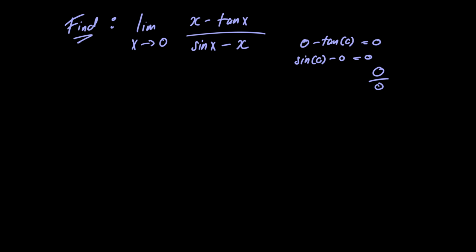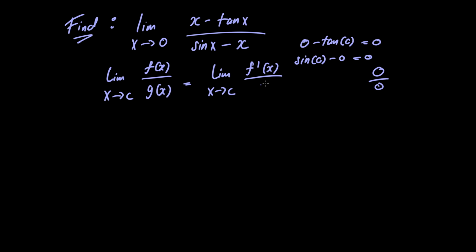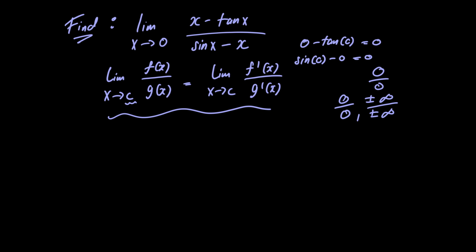And in order to evaluate it, what we're going to have to do is use something called L'Hopital's rule. L'Hopital's rule basically says that if you have a limit as x approaches c of a function f of x divided by another function g of x, then that limit is equal to the limit as x approaches c of the derivative of f of x divided by the derivative of g of x, given that f and g are both differentiable at c and that the limit is of indeterminate form 0 over 0, or plus or minus infinity divided by plus or minus infinity. And we can also apply this rule indefinitely as long as that criteria is satisfied.